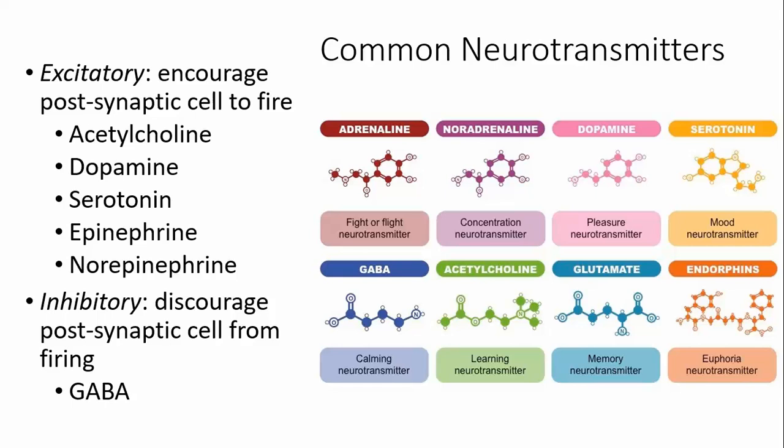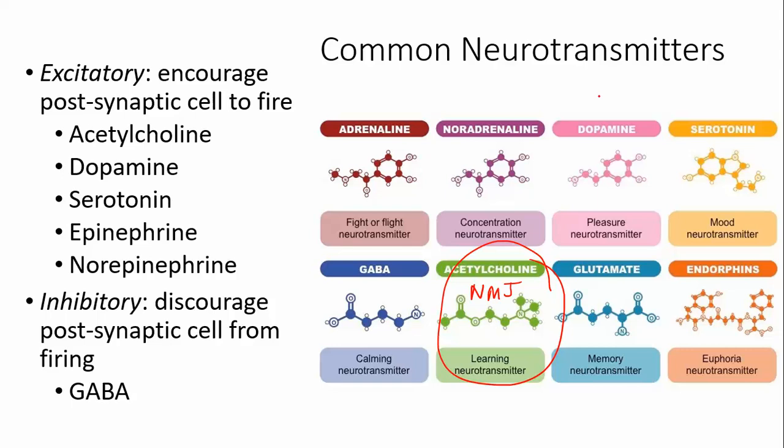So there are a number of excitatory neurotransmitters. Acetylcholine is something we've already talked about. This is at the neuromuscular junction. So acetylcholine is essential for your muscle cells to fire. It's also involved some in learning and memory in the brain.